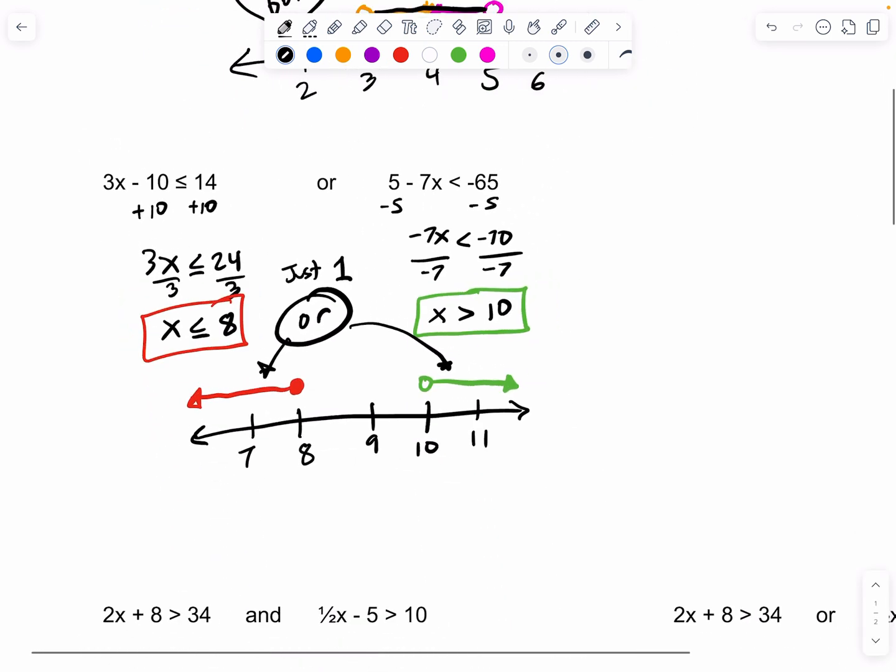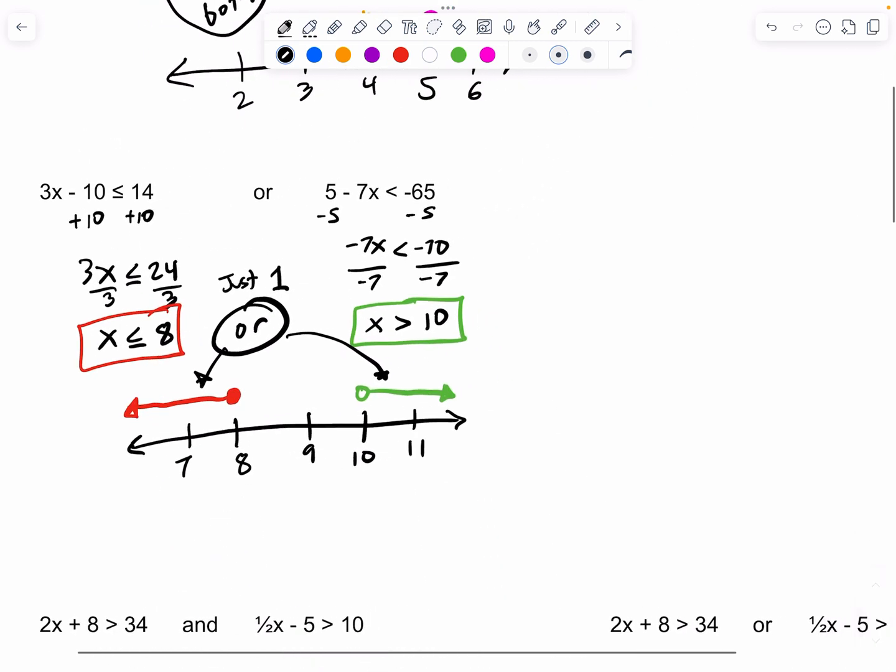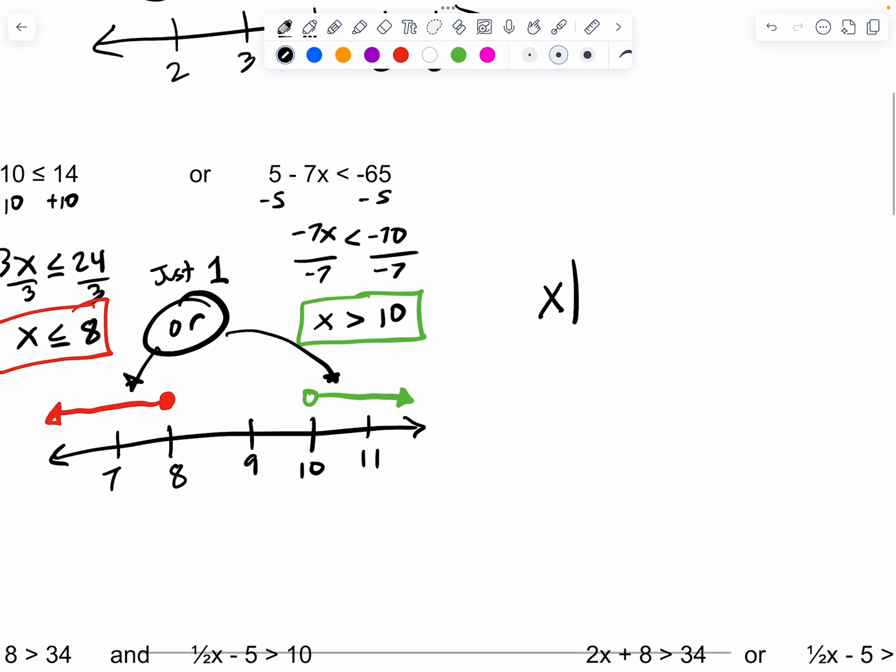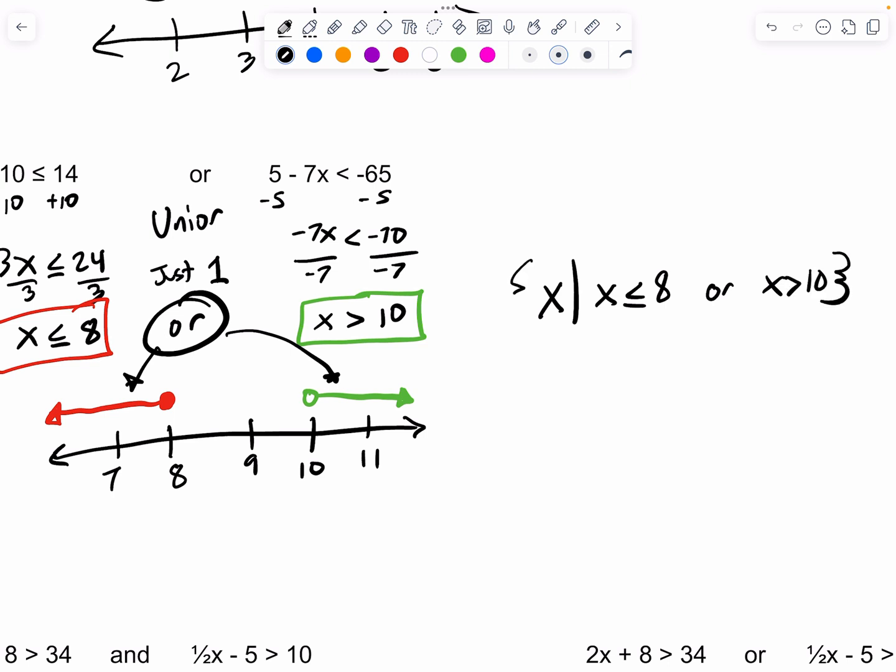So how to write that in set builder notation? I would just go like this. I guess you have to write the word or. Oh, is that the union thing? Okay, so this is a union. So x is less than or equal to 8, or x is greater than 10. Then we do our little thing like this. There's maybe one too many bumps in here, but that's fine.